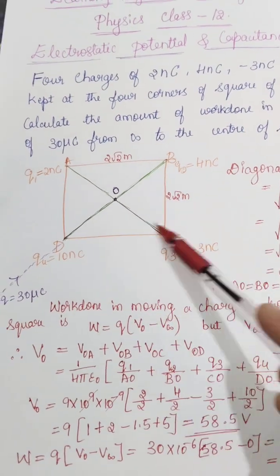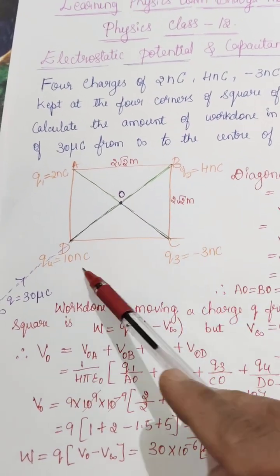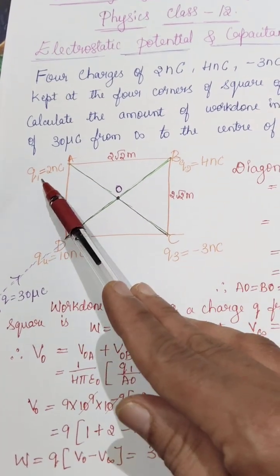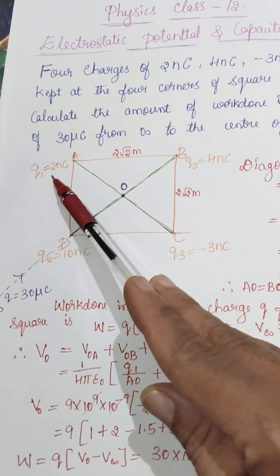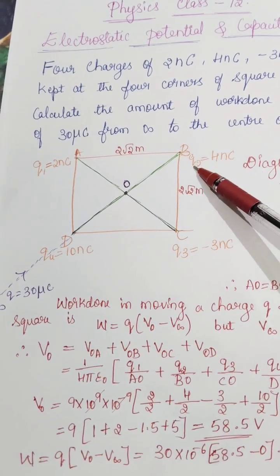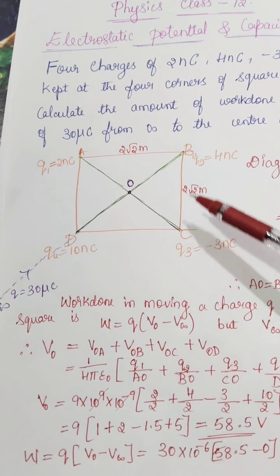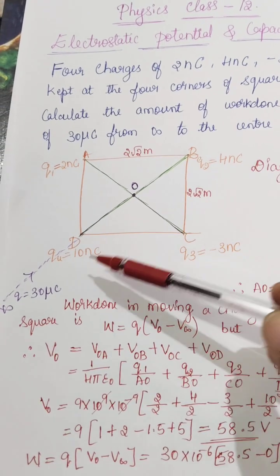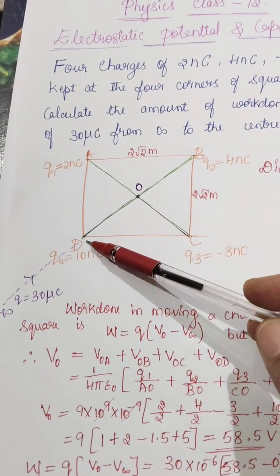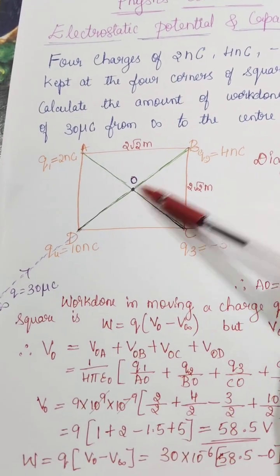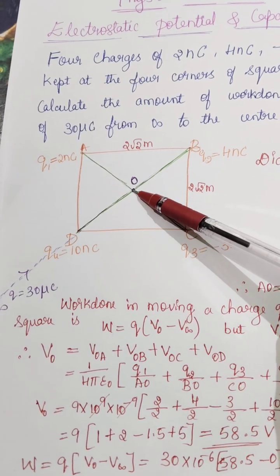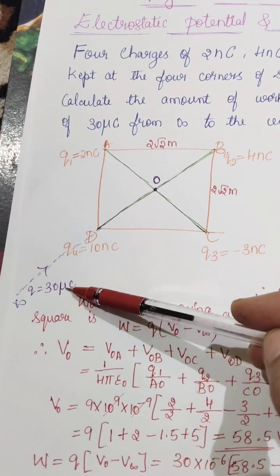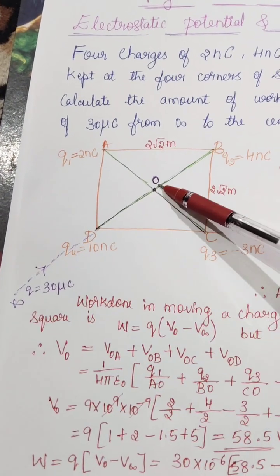There are 4 charges. You have to keep them in cyclic order. A, B, C, D is a square. So the charge of 2 nanocoulomb is kept at place A, charge Q2 is kept at place B, at the vertex C charge Q3, minus 3 nanocoulomb, is placed, and 10 nanocoulomb is placed at D. If you join the diagonals of the square, you will get the point of intersection. This is the center of the square. And we have to bring one charge, that is 30 microcoulomb, from infinity to the point O.